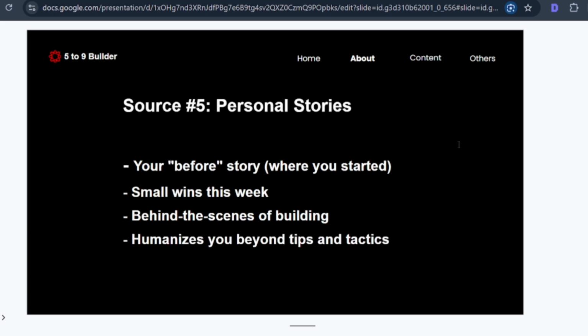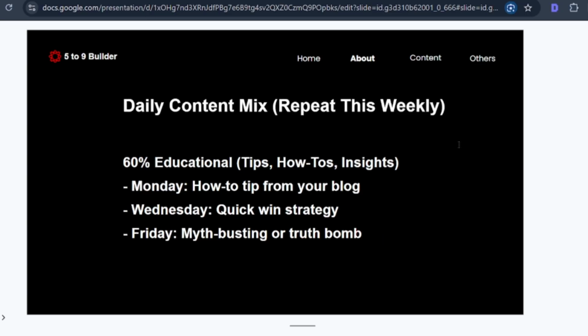Now the last one is the personal stories. Try to create stories behind the scenes and stuff like that, and then you can use it to create posts. So you have to mix all these things.